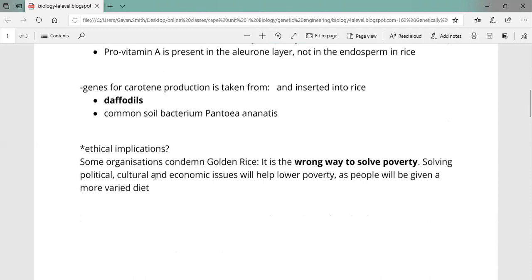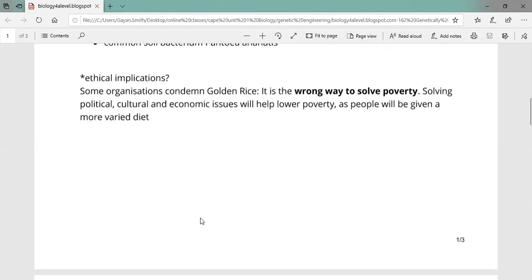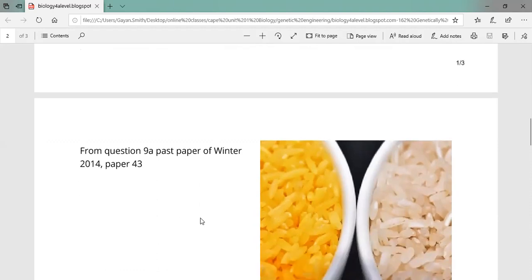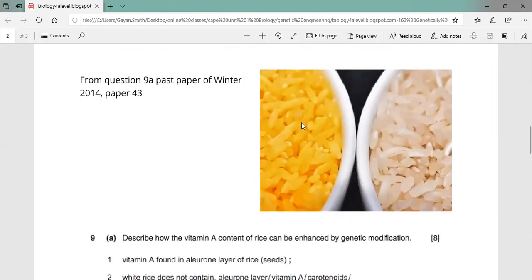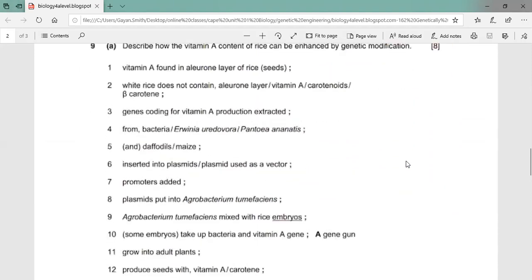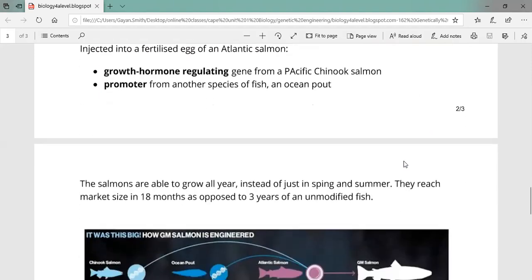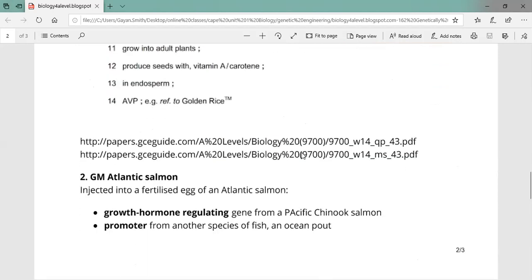Now, what are some of the ethical implications with this same golden rice here? Some organizations have condemned the golden rice. They are saying that that's the wrong way to solve poverty. Why don't you solve the political, the cultural, and the economic issues that help to lower poverty so that people can actually have a more varied diet? So that's one opinion, right? And this is showing you the golden rice versus the regular rice. So that has been one thing. Another, this is a question, so that's why I'm skipping over it.